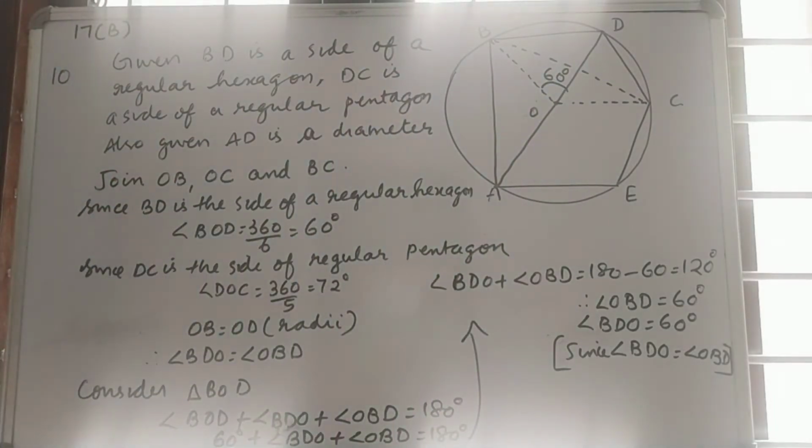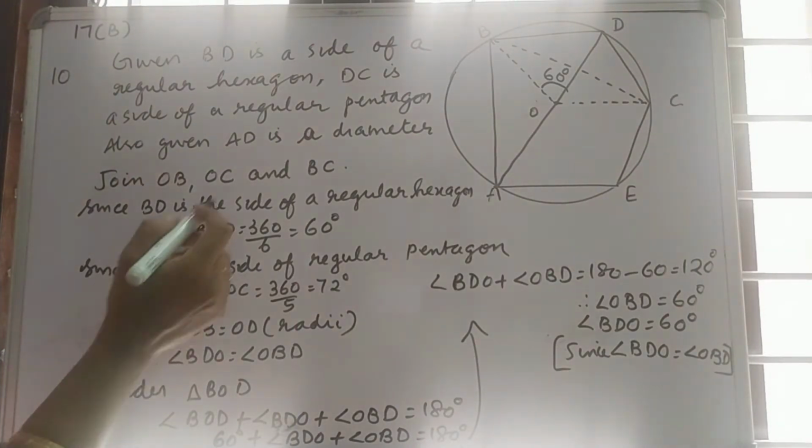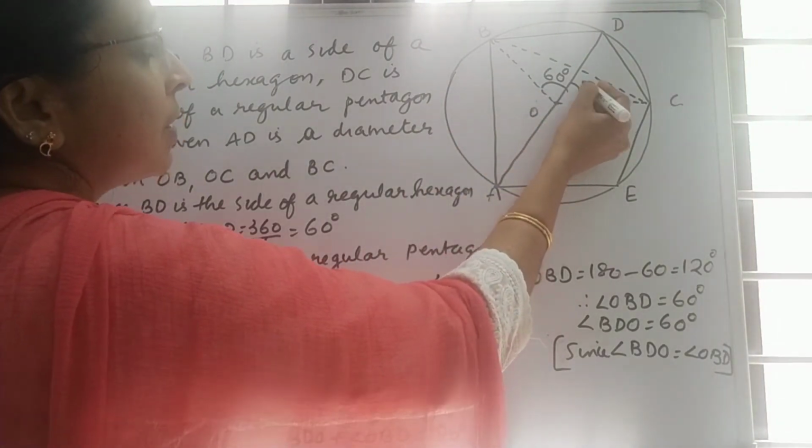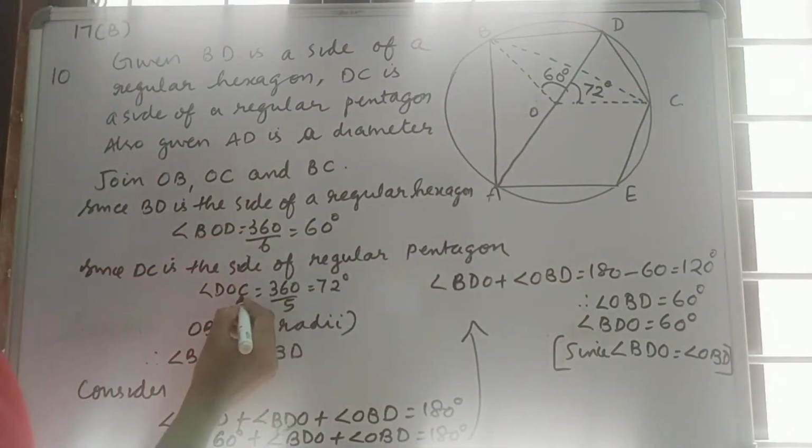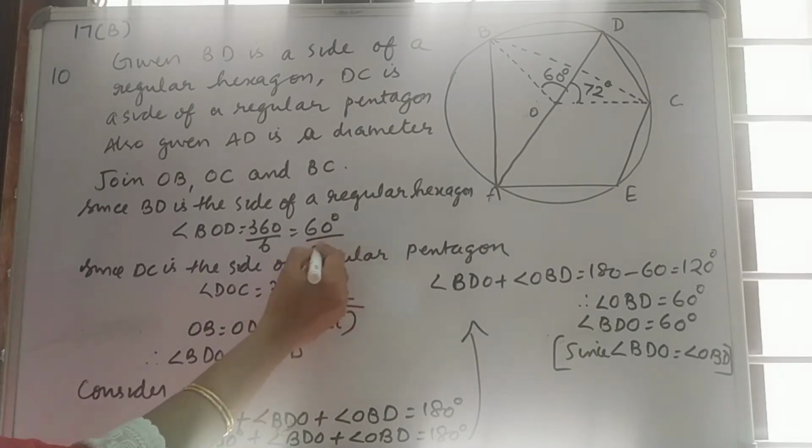Next step. Also given DC is the side of a regular pentagon. Pentagon means a 5-sided figure. So DOC will be 360 divided by 5. This will be 72 degrees.